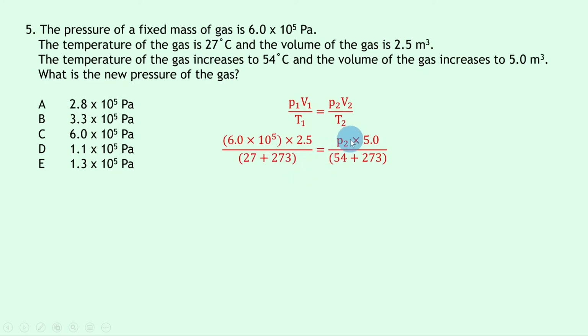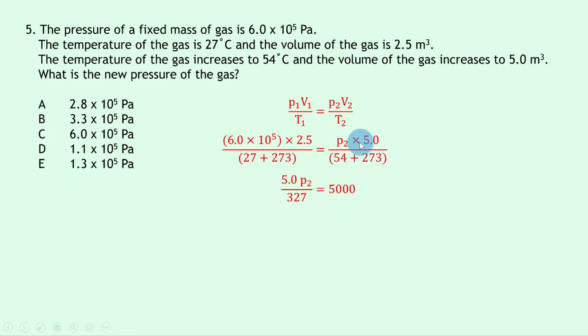And this is equal to P2 that we're trying to find times the 5.0 for volume V2 divided by the temperature T2, which was 54 degrees Celsius. But remember, we need to add 273 to get it into Kelvin. So if we simplify both sides, we could do the left-hand side in your calculator, so this numerator divided by the denominator to get 5,000.